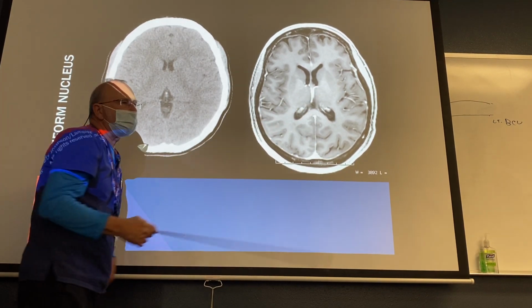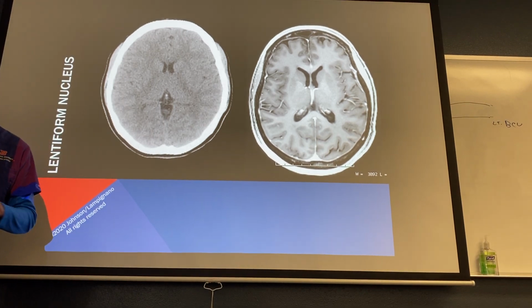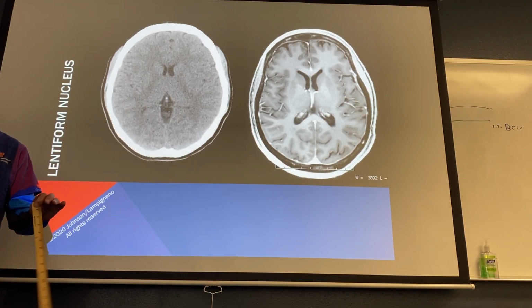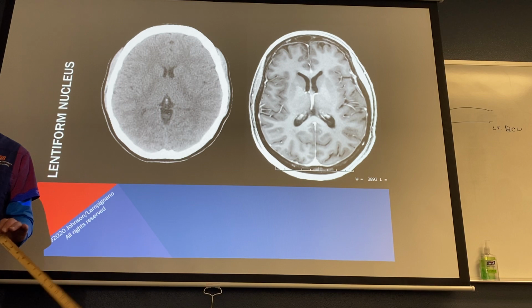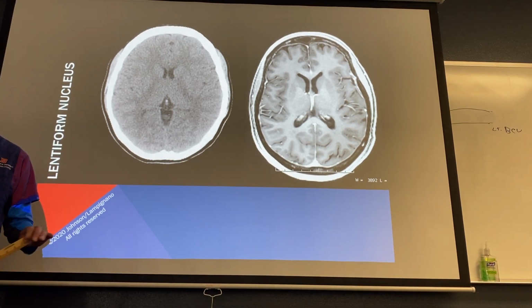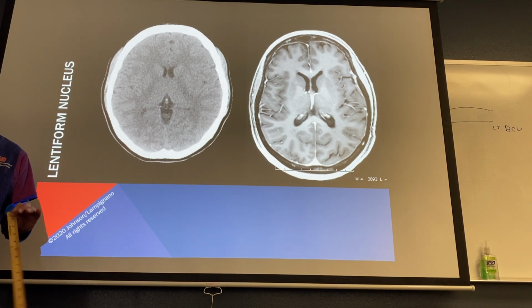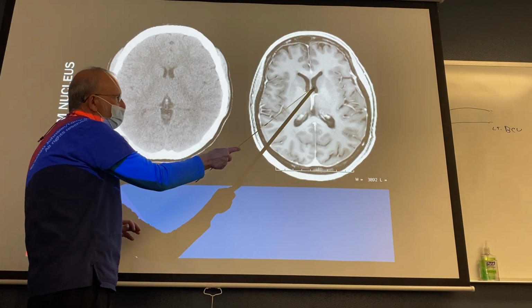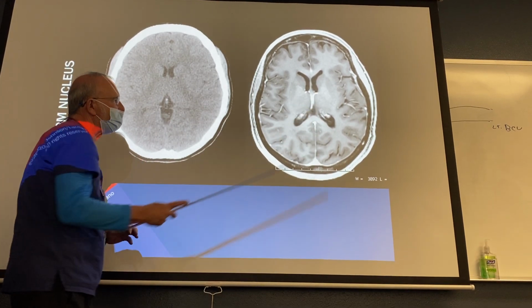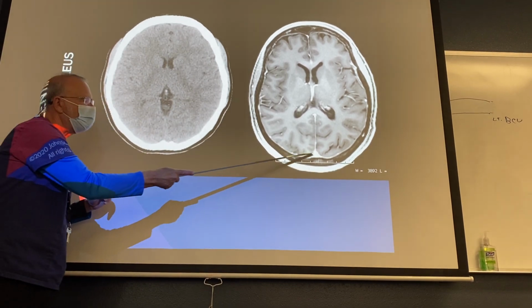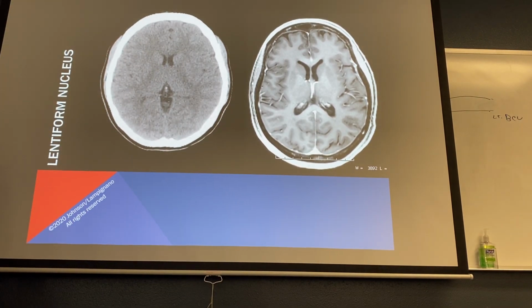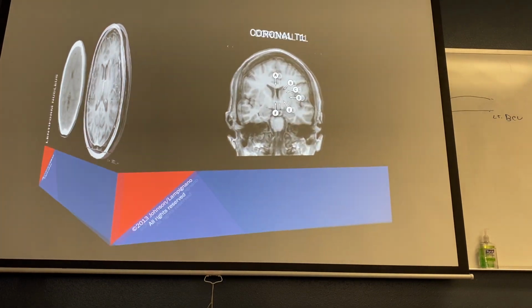Keep in mind the lentiform nucleus has two components. Do you recall what those are? Globus pallidus and then putamen. Which of the two is lateral? Putamen. Okay? Here's the third ventricle on the midline. Here's my thalamic bodies right over here. Once again, the superior sagittal sinus.